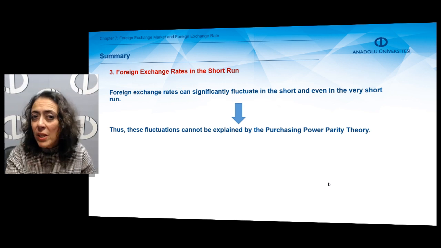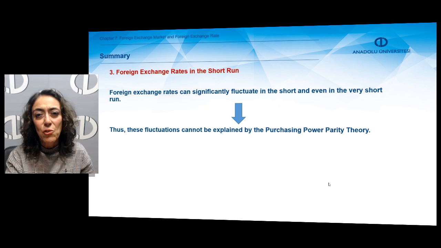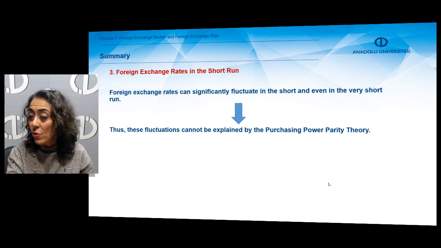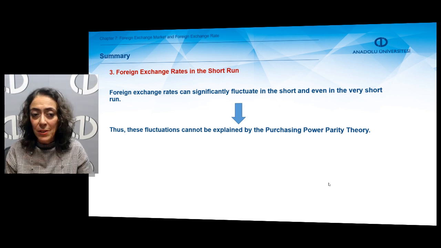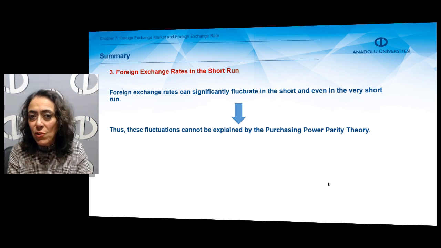What about the foreign exchange rates in the short run? Foreign exchange rates can significantly fluctuate in the short and even in the very short run. In your daily life, I'm sure that you all realize these fluctuations in the foreign exchange rates. Even in one day, you can see fluctuations in the foreign exchange rates.